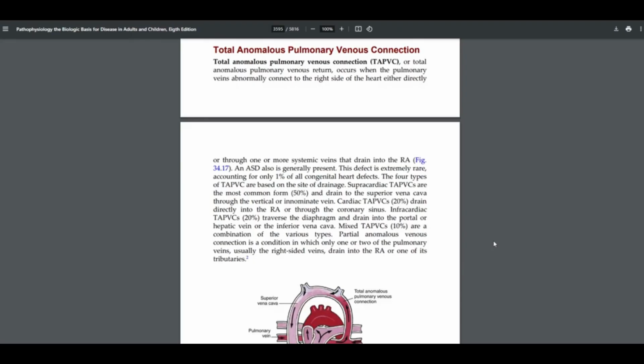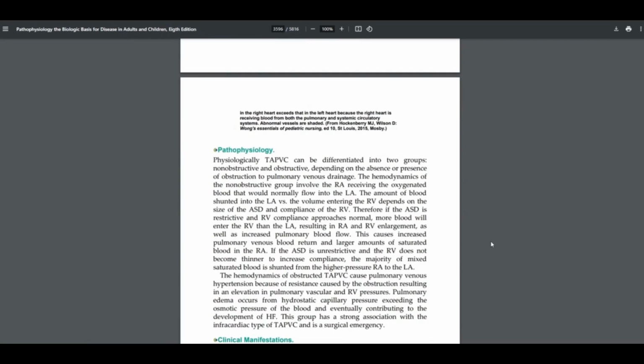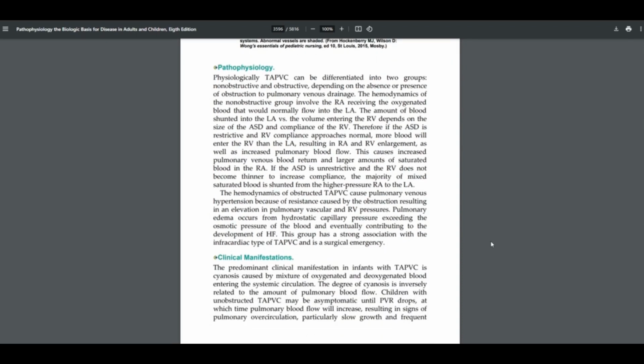Partial anomalous venous connection is a condition in which only one or two of the pulmonary veins, usually the right-sided vein, drain into the right atrium or one of its tributaries. So pathophysiologically, TAPVC can be differentiated into two groups, non-obstructive and obstructive, depending on the absence or presence of obstruction to pulmonary venous drainage. The hemodynamics of the non-obstructive group involve the right atrium receiving the oxygenated blood that would normally flow into the left atrium.